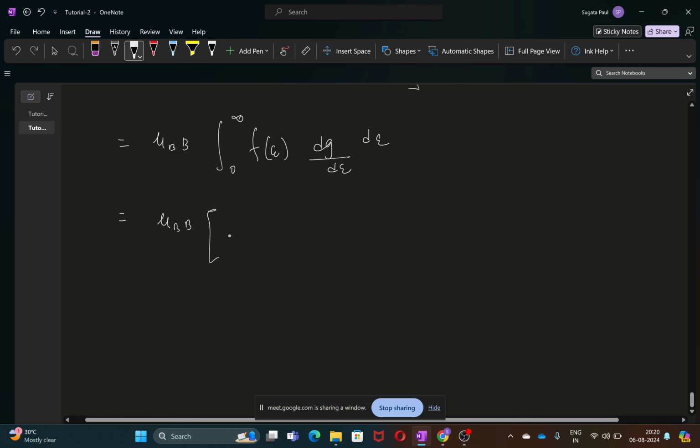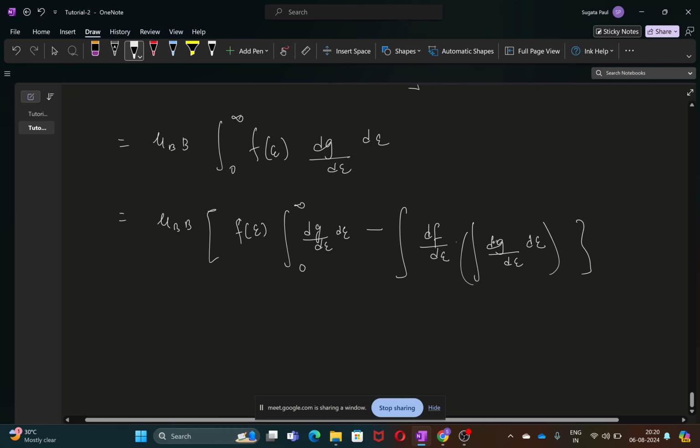So integration by parts means you have f(E) dg/dE from 0 to infinity, minus df/dE, the derivative of the first term, and then the similar integration of the second term. And the whole thing is taken inside another integral, again going in the limit of 0 to infinity.